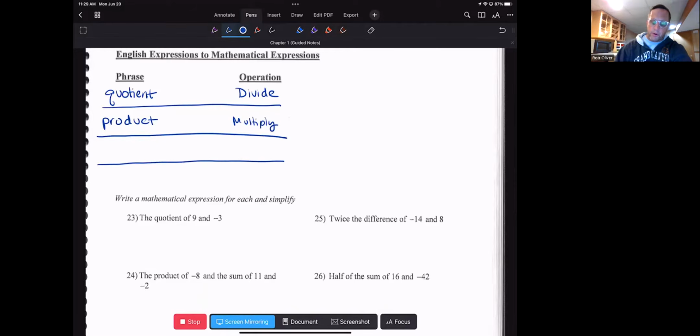If you see the word, I'm just looking at the examples here, twice. Now that's a very specific type of multiplication. That means you're going to multiply by 2. Or thrice. Nobody talks like that, but that might mean multiply by 3. See something like that.